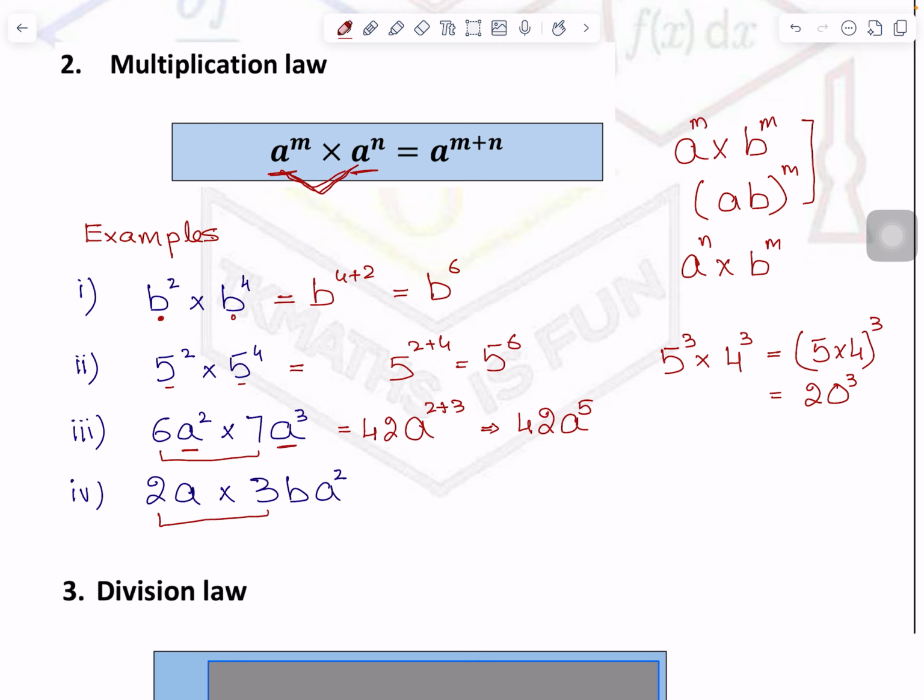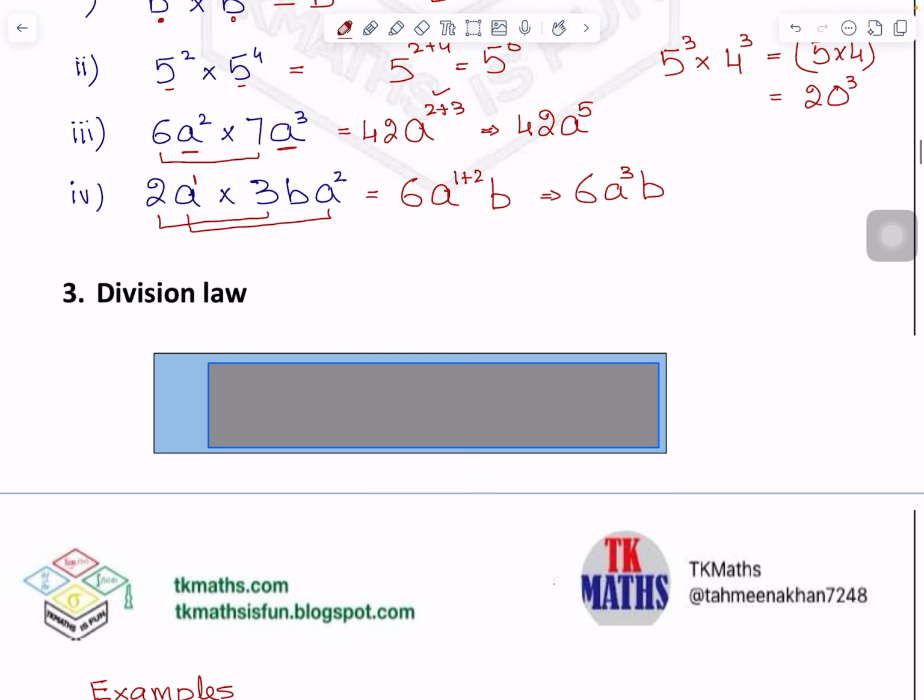Similarly here, 2 and 3 I will just multiply the way we multiply numbers. 2 times 3 is 6. Now a is here and a is here. This a which has no power means it is power 1. When there is no power, you can say there is 1. So a power 1 plus 2, and b is just 1 time, so let it be as it is. You will get 6 a power 3 times b. This step, 2 plus 3, I am writing just to explain to you. If you can do that mentally in your mind, then you can just write the addition directly. Okay, now what is the division law?